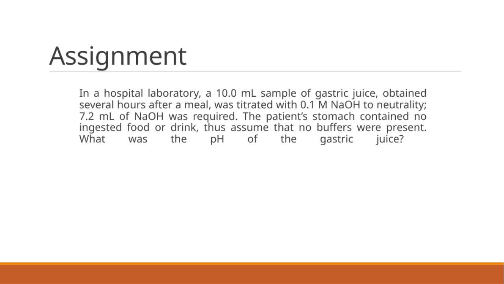This example underscores how titrations can help us analyze the acidity of biological fluids, which is essential in understanding gastric function and health. It also ties into the broader theme of measuring and interpreting pH in physiological contexts. So, by knowing the volume and concentration of NaOH used, we can work backwards to find the initial pH of the gastric juice, giving us insight into the stomach's acidity several hours after a meal.